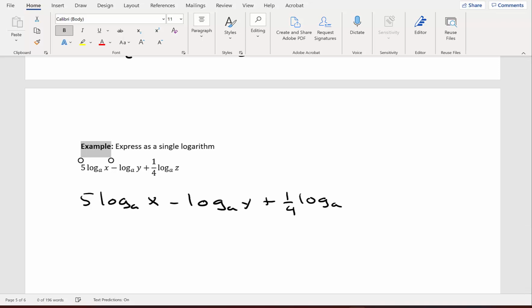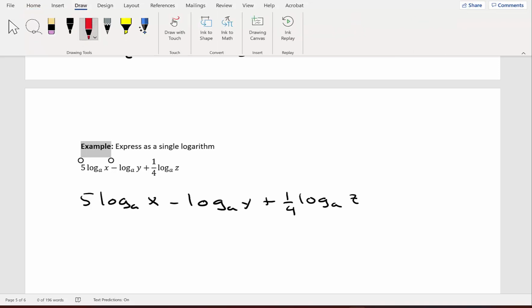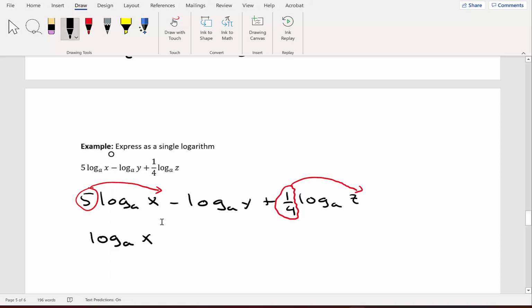Okay, so I have 1/4 log base a of z. Okay, I want to write these as one log. So first thing I could do is I can move all of my numbers in front of my log, all the coefficients of my logs, I can move them back as exponents. So it's using the reverse of the power rule. So this gives me log base a of x raised to the 5th power minus log base a of y plus log base a of z raised to the 1/4 power.